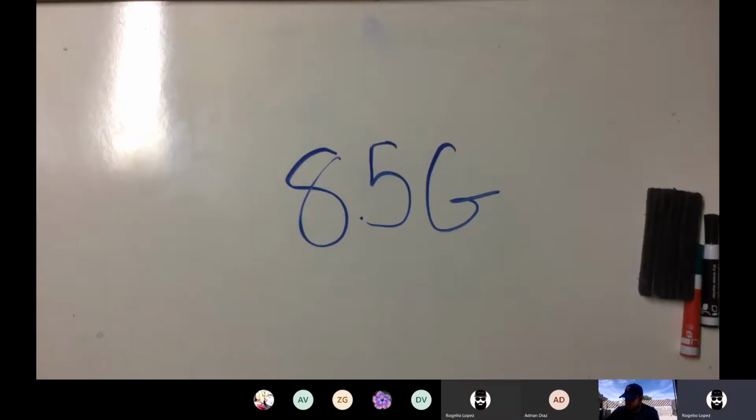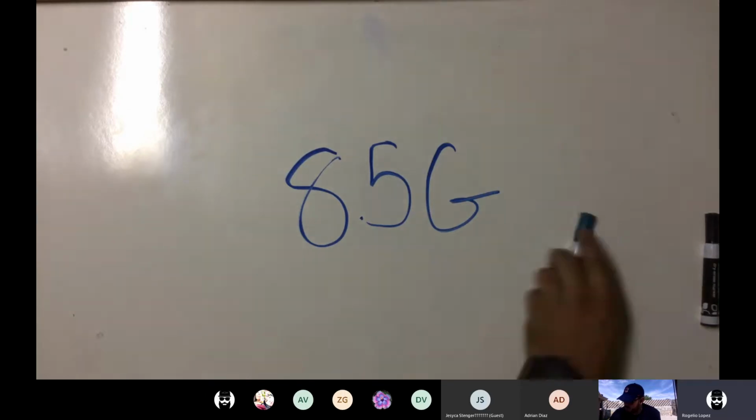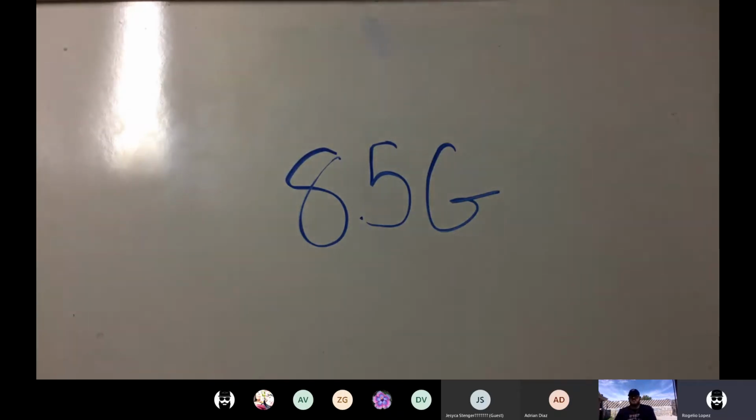All right, today we're going to do 8.5G, which is identify functions using sets of ordered pairs, tables, mappings, and graphs. So that's all it is. It's identifying functions without really having to solve anything. All you have to do is look at it.